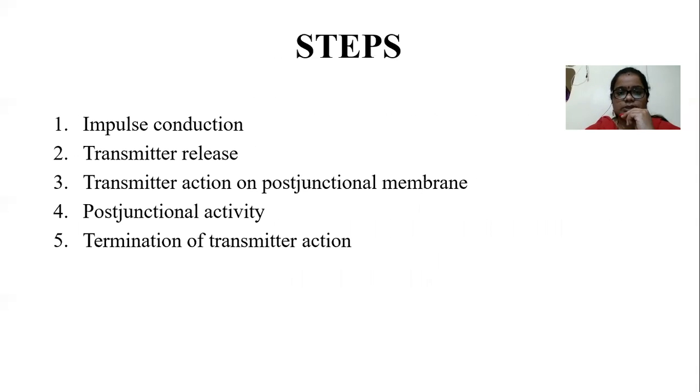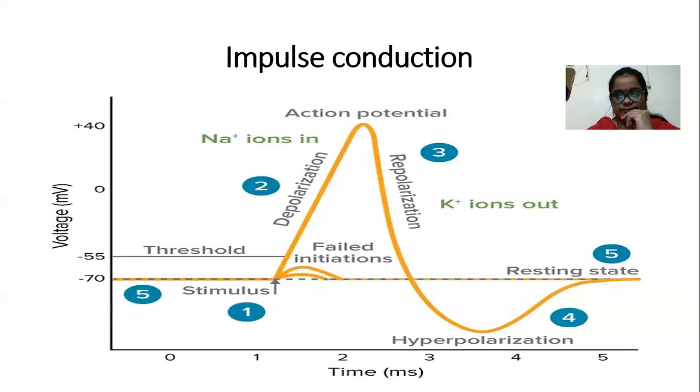So what are the steps? The neurohumoral transmission process consists of 5 steps: impulse conduction, transmitter release, transmitter action on the post-junctional membrane, post-junctional activity, and termination of the transmitter action. After showing its action, there is a termination of neurotransmitters. Coming to the first step, that is impulse conduction.